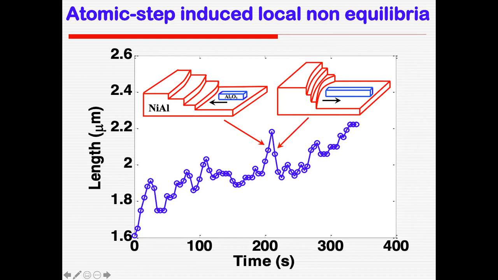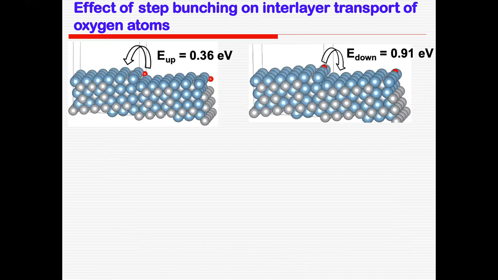So then we look at why the atomic steps can cause this type of behavior. We look at a single atomic step, and we did MD modeling. If we have oxygen adsorption at the lower terrace, we look at the propagation, or basically the interlayer diffusion, of oxygen atoms. Diffusion up, crossing over this step, has a barrier of about 3.6 eV, the diffusion barrier. If an oxygen atom jumps down, the barrier is actually larger, 0.9 eV. So this means atoms are preferred to diffuse upward; the barrier for uphill diffusion is smaller than for downhill diffusion, okay?